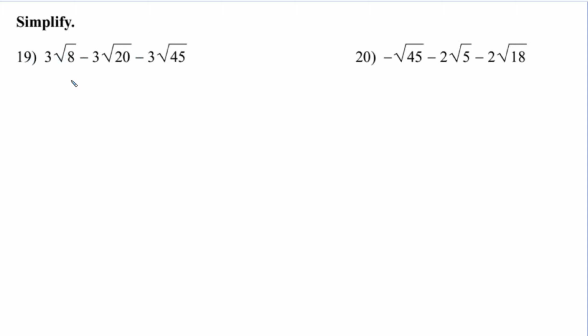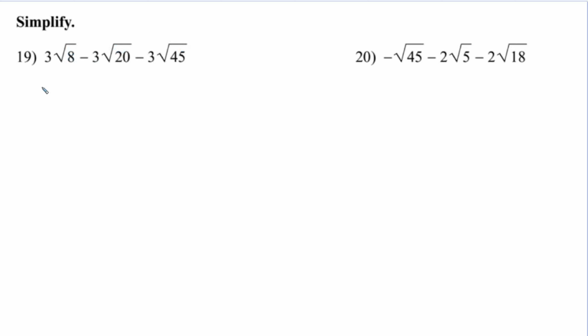Adding and subtracting radicals. In order to add or subtract, we need to have like radicals, which means they all have to be the same root. In this case, they're all square roots, but they need to have a common number under the radical sign. So what we want to do first is simplify our radicals.